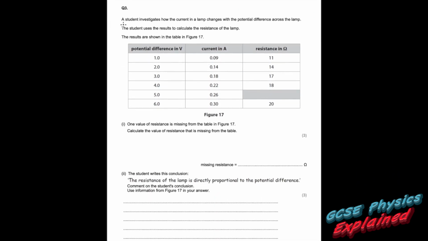Question 3. The student investigates how the current in a lamp changes with the potential difference, so that's just voltage, across the lamp. The student uses the results to calculate the resistance of the lamp. The results are shown in the table in figure 17. So voltage, current and resistance. One value of resistance is missing from the table in figure 17. Calculate the value that's missing.